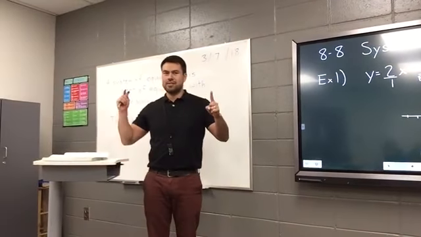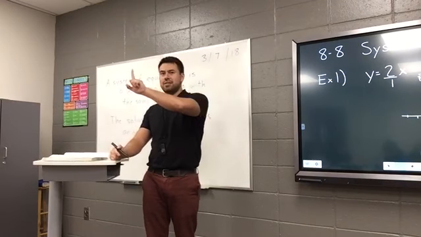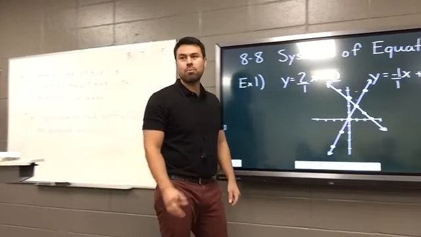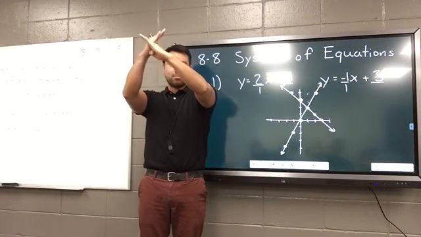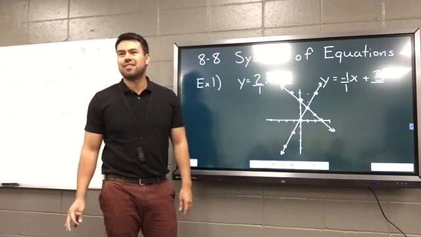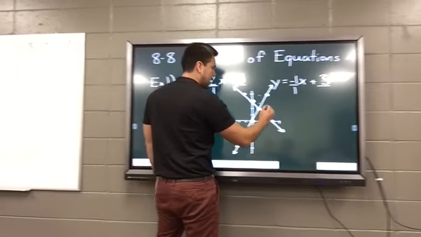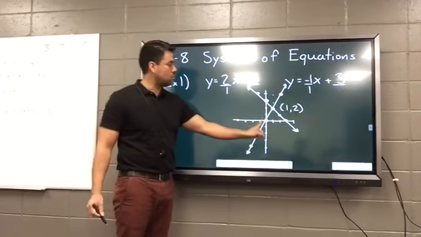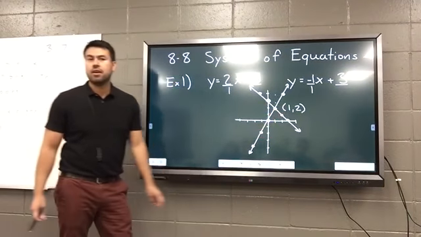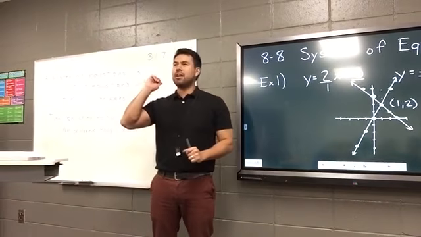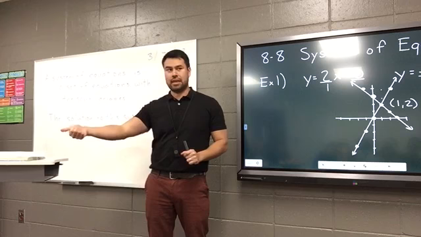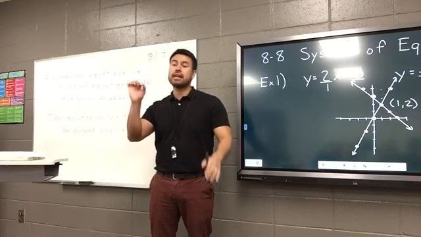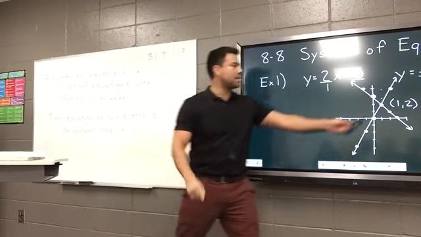2 lines intersected at 1 point. Does anyone know what that 1 point is? What's the 1 point where they both cross one another's paths? Jack? 1, 2. At the point 1, 2. That is correct. It's right here. You guys see it? So 1, 2 is that point. Okay, how many points are on one line? Infinite. How many points are on the other line? Infinite. How many points do they share in common? 1. And that point is?